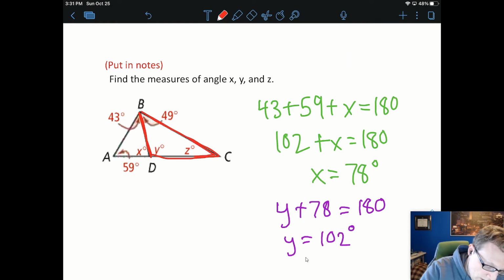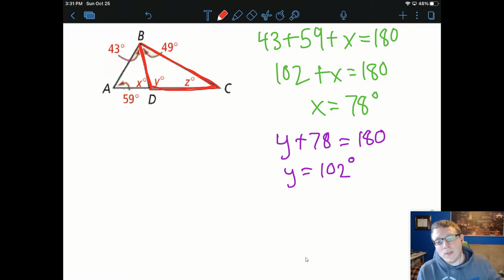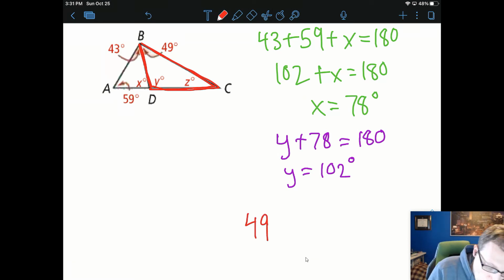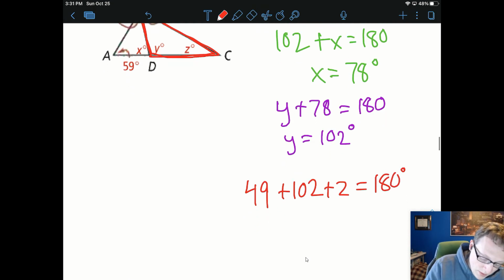There we go, that's a little better. All right, so I know that that triangle also has to add up to 180. So what I can do is do 49 plus y, which we just found was 102, plus z has to equal 180. That's a weird z. All right, so add those together. That's 151 plus z.